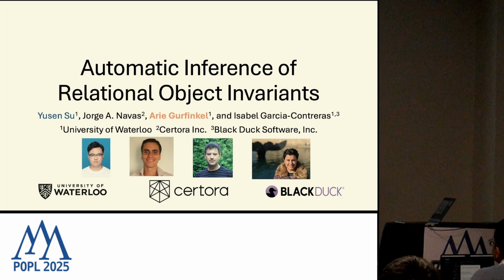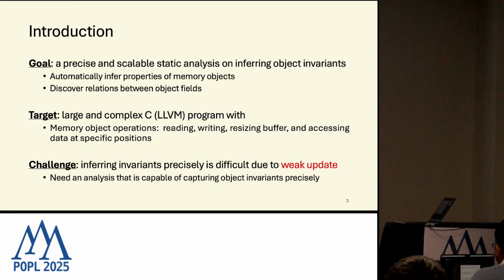So what I'm going to talk about is automatic inference of relational object invariants. So let me set this in. It's a very simple problem. We're kind of surprised there wasn't a solution like this before. We're just putting it out there.